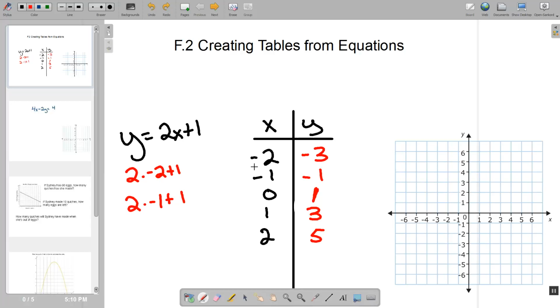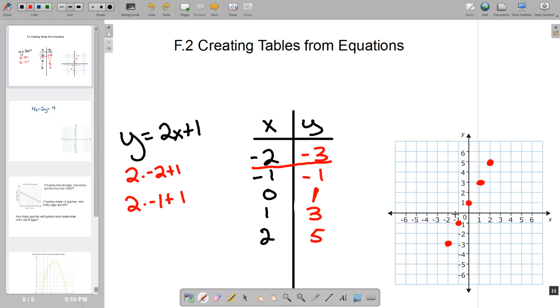The next step is to take each of these ordered pairs and put them on the graph. So negative 2 comma negative 3 means we're going to go left 2 and down 3, and we make our ordered pair right there. The next one is negative 1 comma negative 1 right there. 0, 1. Surprisingly enough, the most commonly mixed up ordered pairs are when they're on one of the axes, but 0, 1 goes up 1. 1 comma 3 goes here, and 2 comma 5 goes up here.